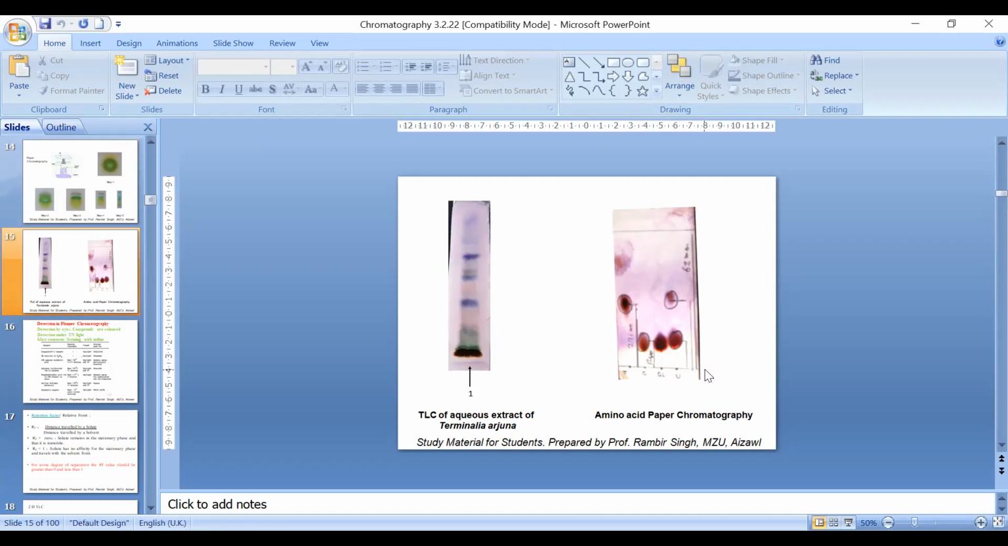Then we draw one line on the top. This is called the solvent run mark. Up to this mark only we allow the solvent to run, the mobile phase to run. So this is the maximum distance up to which the solvent is running.